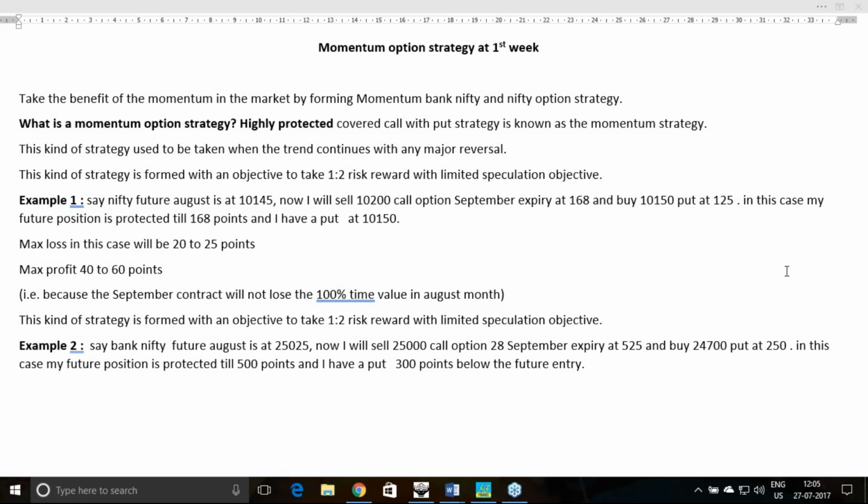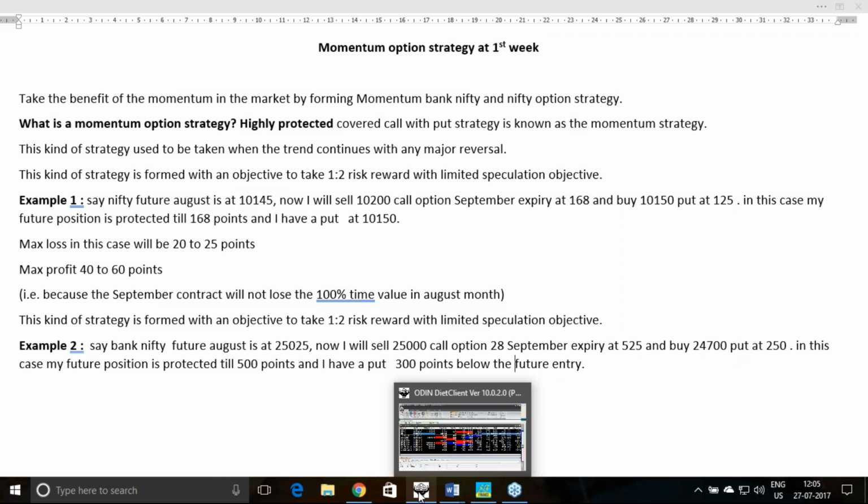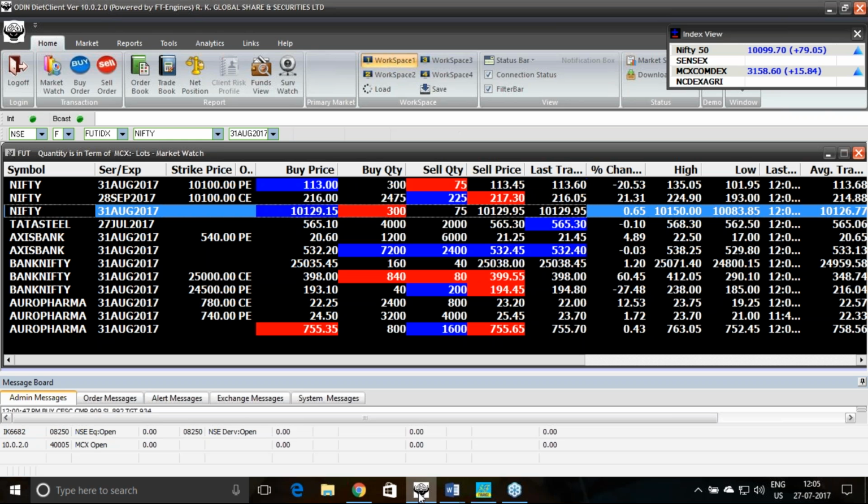If that 10th August contract is not trading, then you go with the monthly contract, and this will have the similar result. And if you do a little bit of trend analysis, then it will give you a great result.